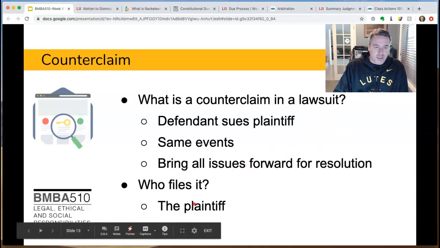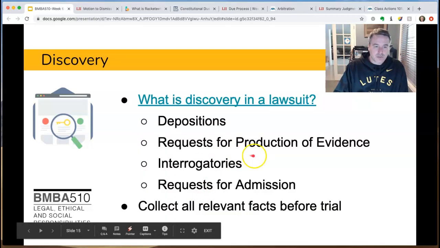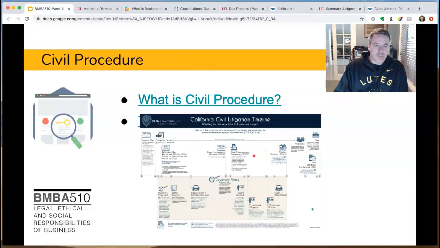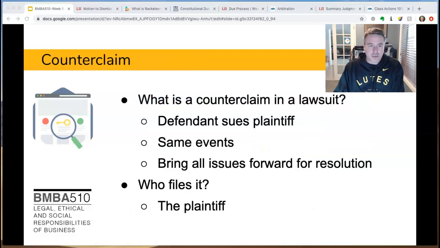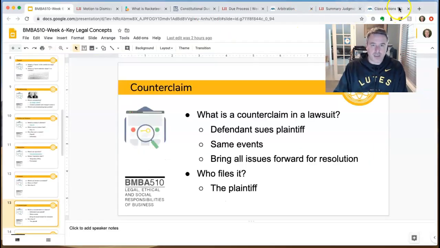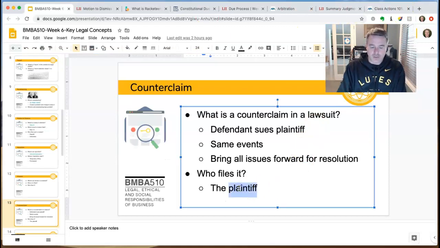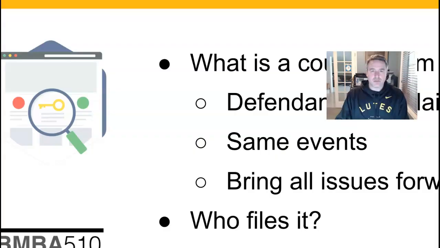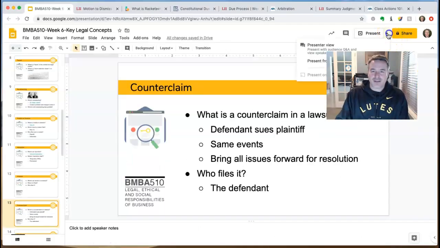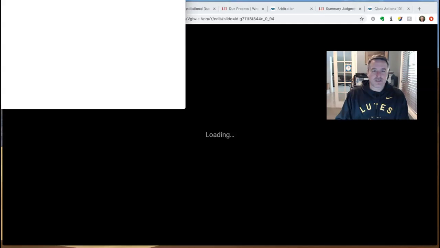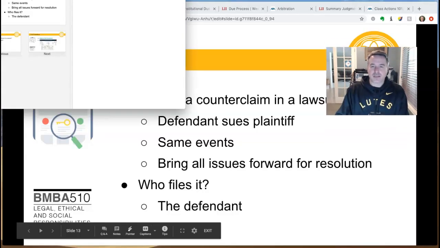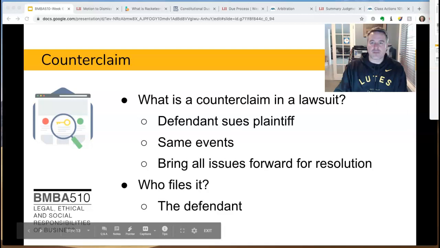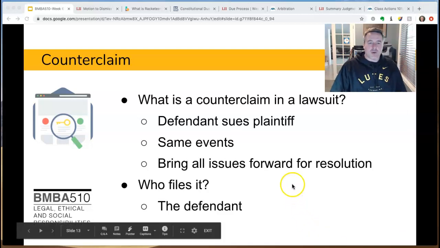And this is actually wrong here. I'm going to fix this. Oops. Uh-oh. What did I do wrong here? Hold on. Okay, then I think I hit escape, right? Yeah. Who files it? It's the defendant that files the counterclaim. All right. Oh, shoot. Sorry. Presenter view. Okay, there we go. All right. Sorry, I'm trying to figure out how to do all this stuff. Okay, so that's a counterclaim.